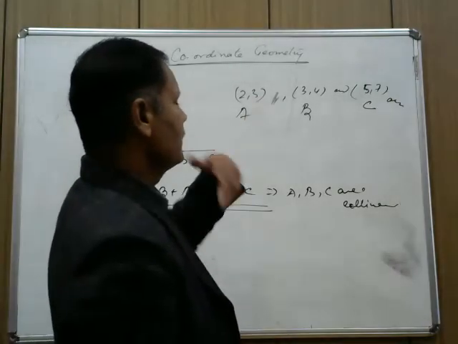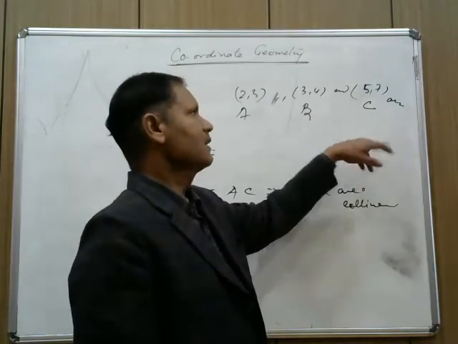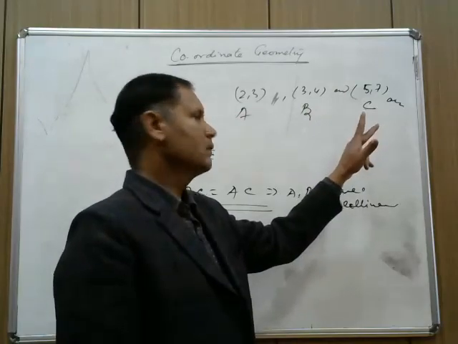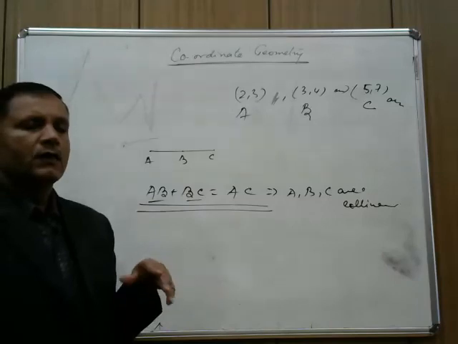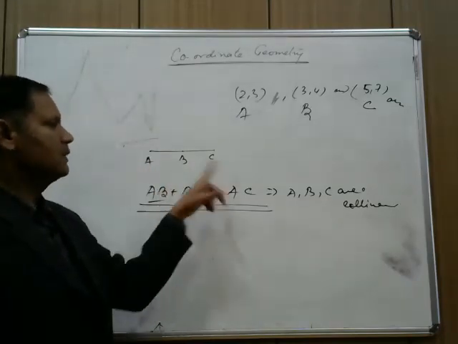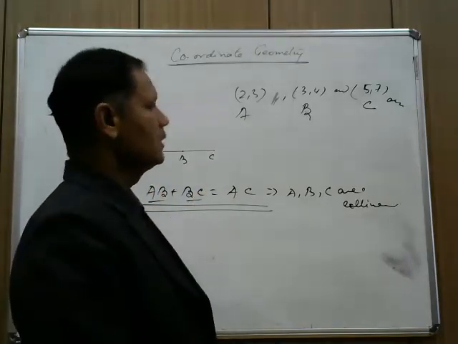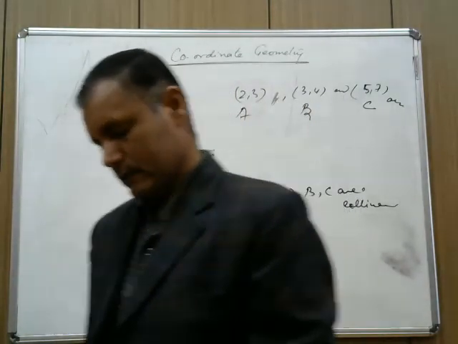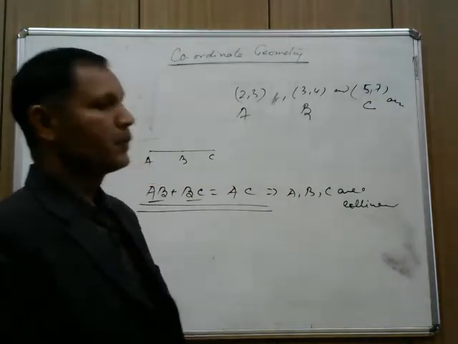One more thing here. I have taken by my own choice, this point as A, this point as B, this point as C. I can take any one as A, any one as B, any one as C. Therefore, instead of writing AB plus BC is equal to AC, I can say find the distances between the 3 points: A to B, B to C and A to C. If the sum of any two is equal to the third distance, then we say the points are collinear. This is the way we can use the distance formula for proving the points are collinear.